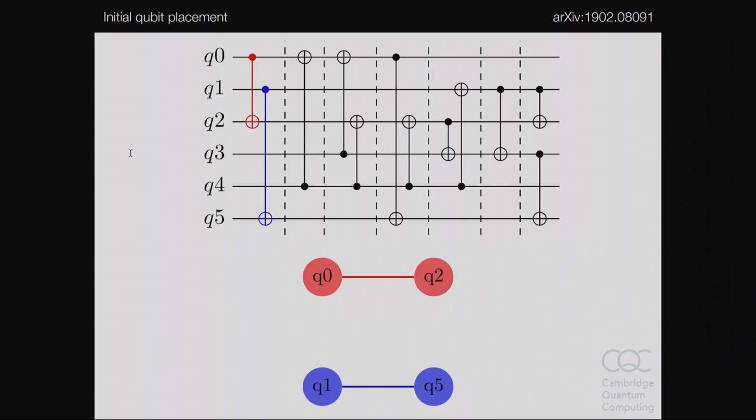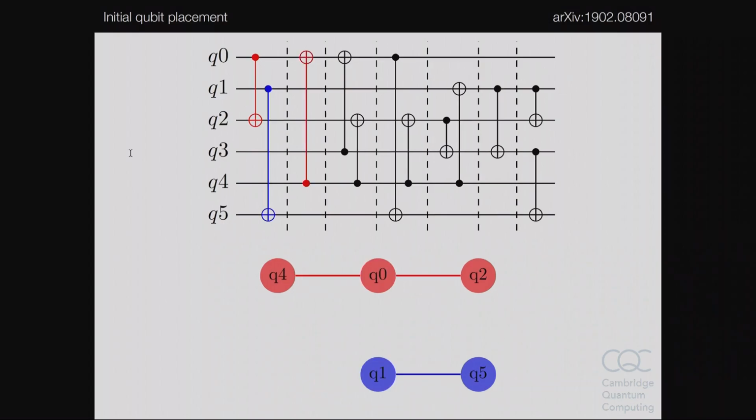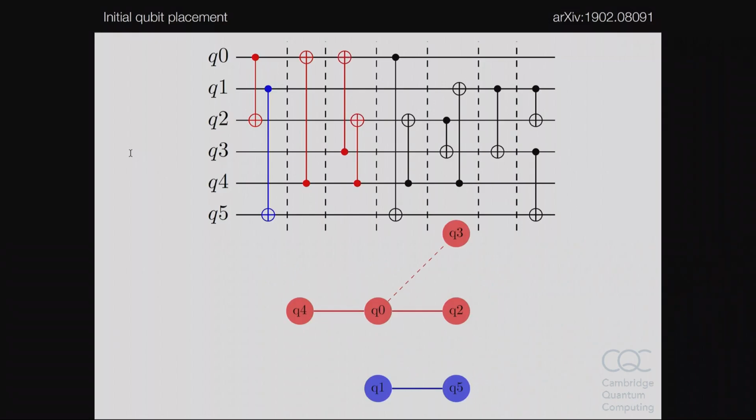So in the first layer of gates, it's pretty straightforward. We create an edge between qubits 0 and 2, and an edge between qubits 1 and 5. And we repeat this for the second one. We add a new edge between qubits 4 and 0. And then only in the third time step do we hit our first problem.